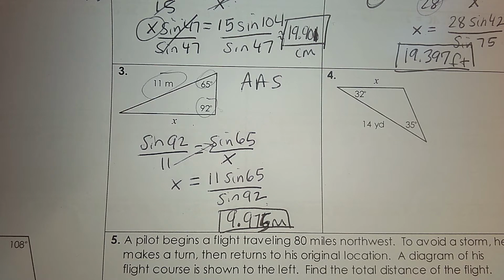Got it. Number 4. Identify it. Can you set up the proportion using the law of sines? Can you get x by itself and then use your calculator to get the answer for the missing side?